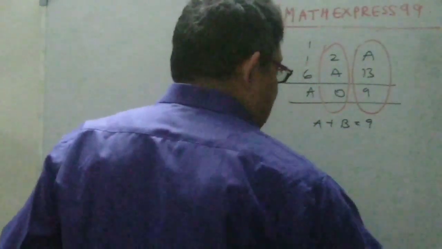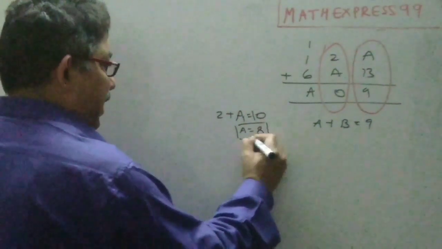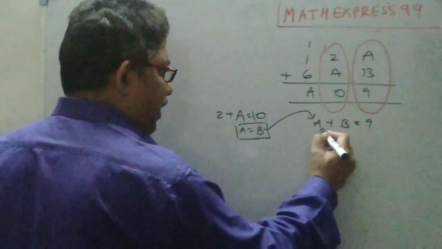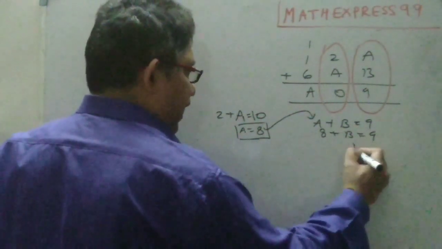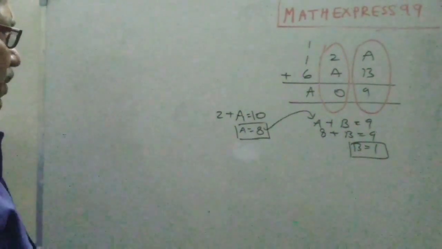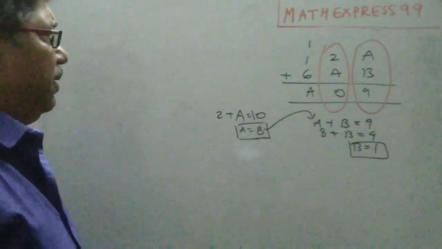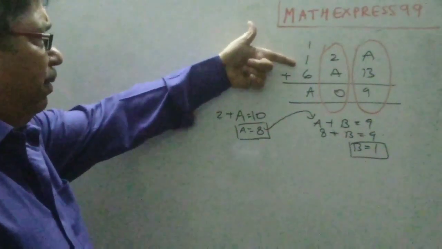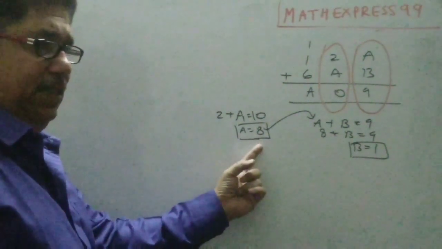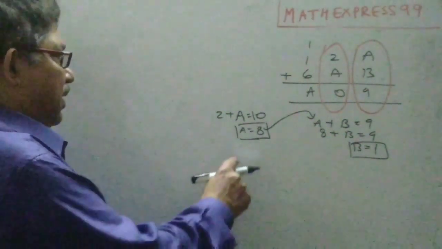Now going back to our first step, you can put the value of A here. 8 plus B is 9, so B is equal to 1. Now let me check, because still there is something missing. 1 plus 1 plus 6, total becomes 8, so A is 8. That's correct, A is 8. So that means this is our answer. A is equal to 8, B is equal to 1.